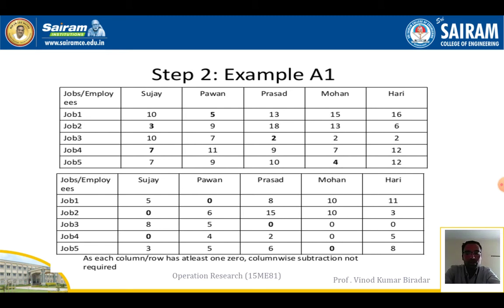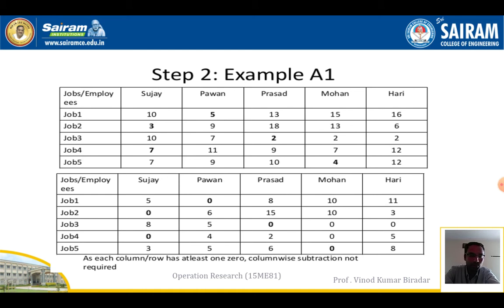Our aim is to get a 0 in each row, and for that purpose we are doing the row reduction method. Once you finish the row reduction method, go for the column reduction procedure. Again, find the least value from each column. I have already shown the dark digit as the least value from each column. In the first column, Sujay's least value is 0, Pawan 0, Prasad 0, Mohan also 0, and Hari is also 0.